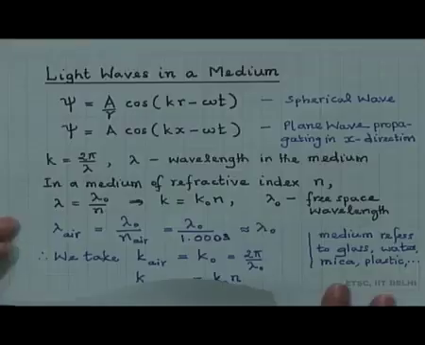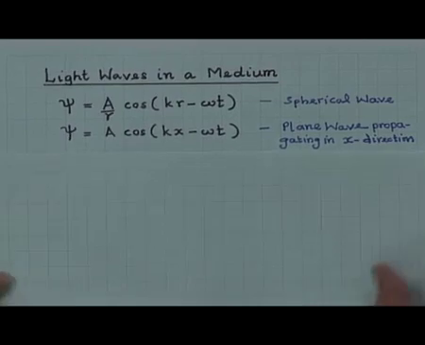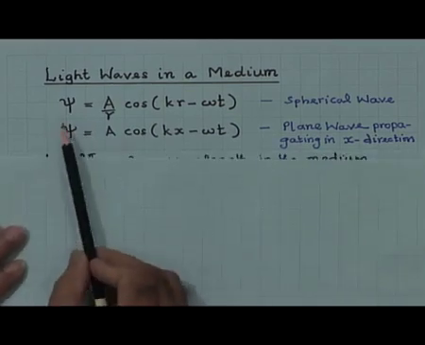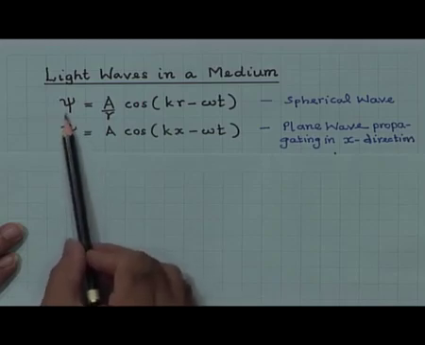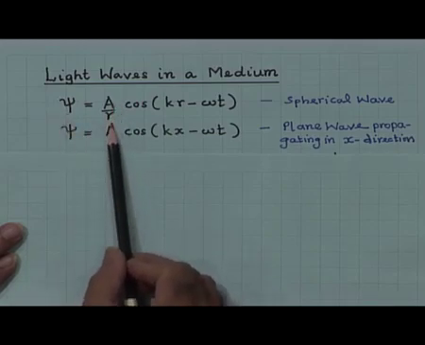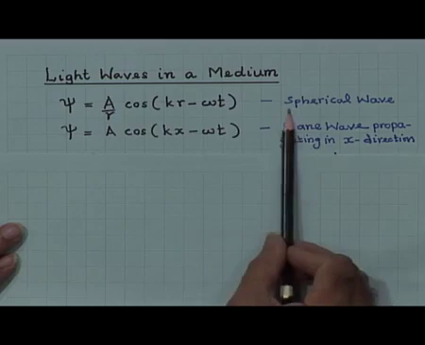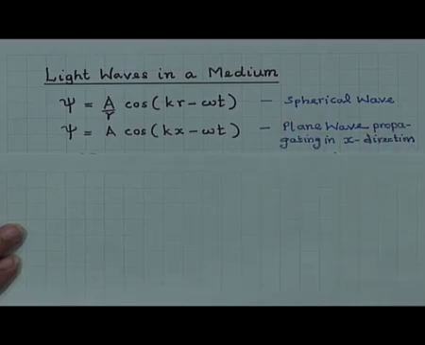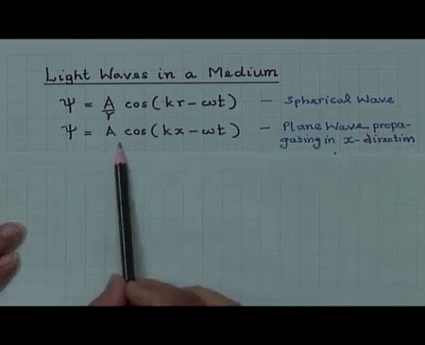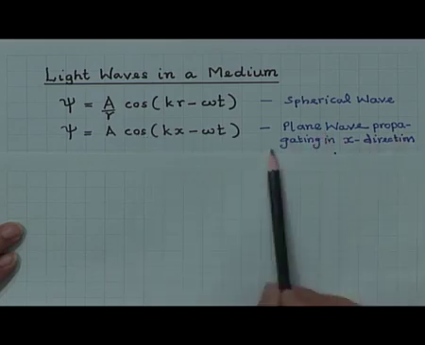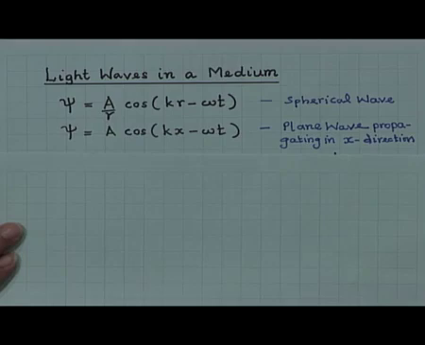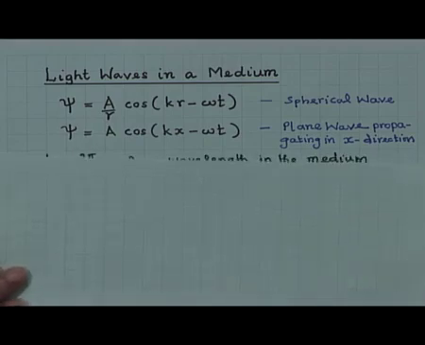First, light waves in a medium. Let me slowly go point by point here. A wave is represented by a disturbance psi, which is equal to A by r cos(kr minus omega t), a spherical wave. We have already seen this, and a plane wave psi is equal to A cos(kx minus omega t), a plane wave propagating in the x direction. We have discussed this.